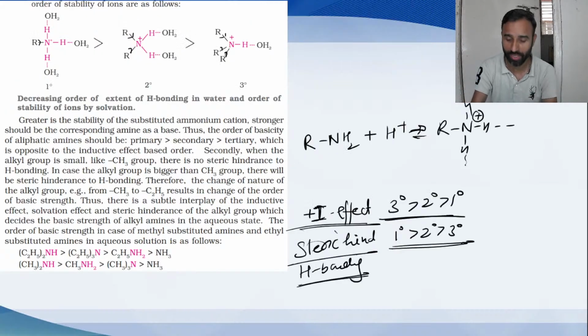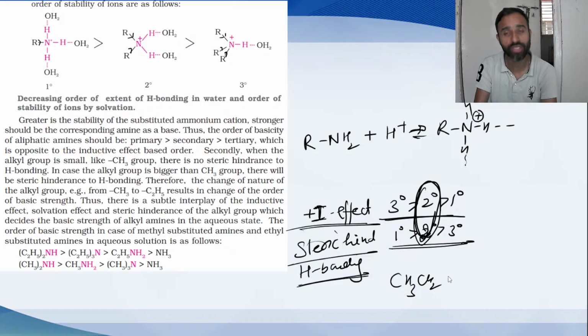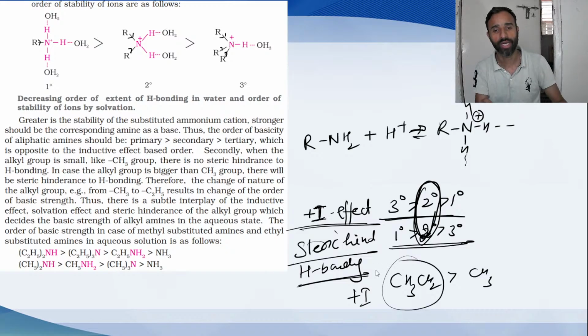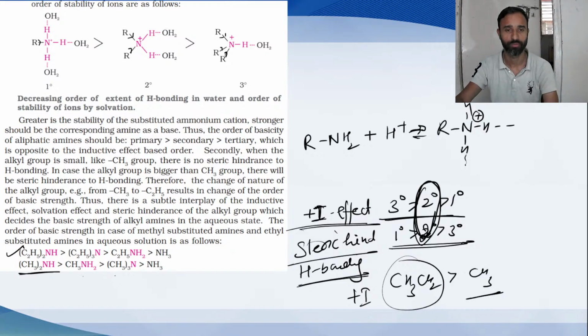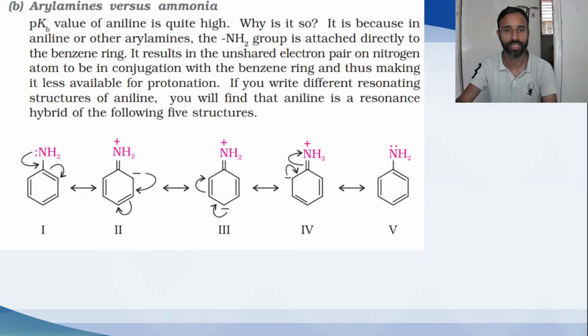Not favored, not against. Secondary is maximum, and ethyl is bigger in size than methyl. So the plus I effect of ethyl is maximum, and hydrogen bonding is maximum in methyl because of its smaller size. That's why in case of ethylamines, the order is secondary, then tertiary, primary. In case of methylamine, it is secondary, then primary, tertiary. That is the order of basic strength.